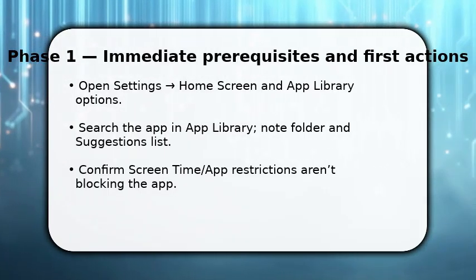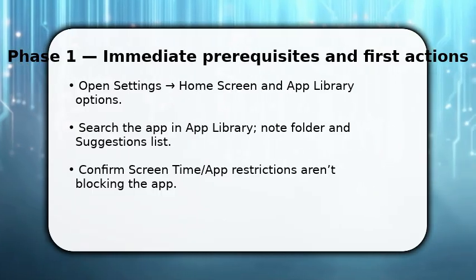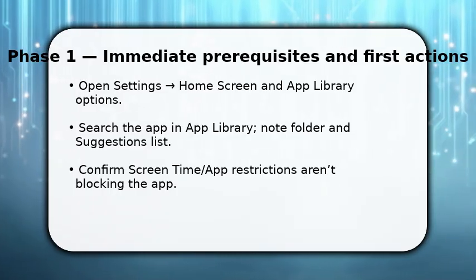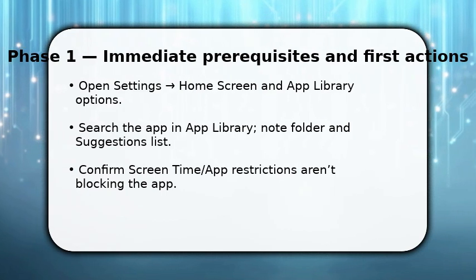Also, check screen time restrictions and content and privacy settings. If the app type is restricted, it won't appear. Once done, you'll know whether to restore placement or adjust permissions.